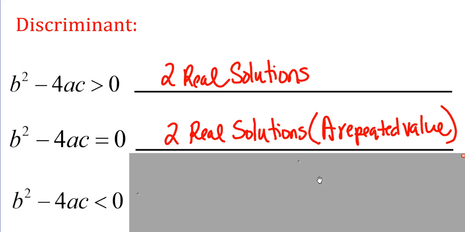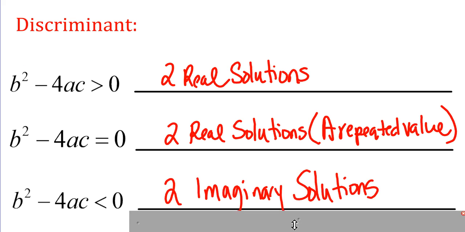If the discriminant is less than 0, that means we should anticipate having 2 imaginary solutions. So again, this is nice when you're going through your quadratic formula. As you look at the part underneath the radical, greater than 0, 2 real solutions, 2 different real solutions. If it's equal to 0, 2 of the same solution. Less than 0, 2 imaginary solutions.